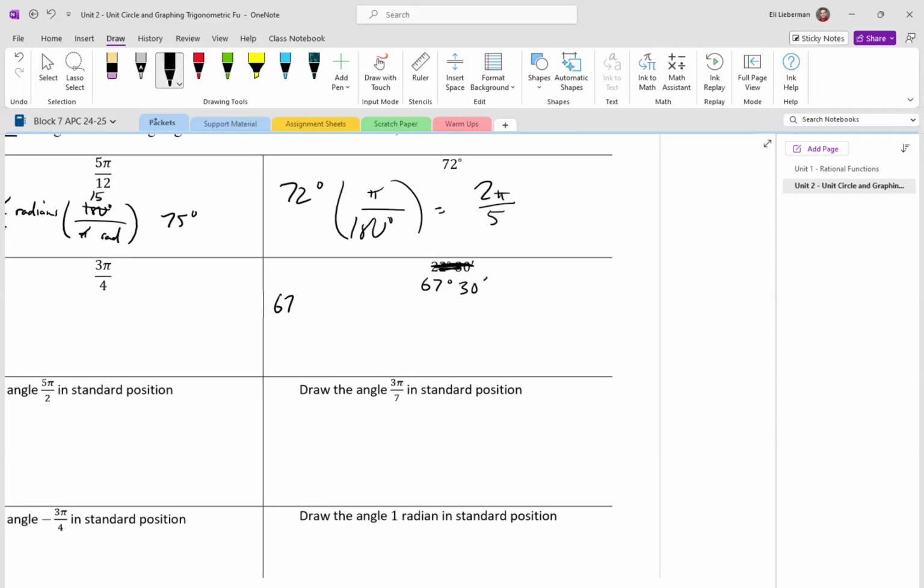Let's make a decimal first. 67 degrees and 30 minutes is the same as 67.5. Is that clear? Of course, that 0.5 came from the fact that we have 30 out of 60, that's just our 1/2. So 67.5 degrees, and that's what you're changing. Did it work out nicely?